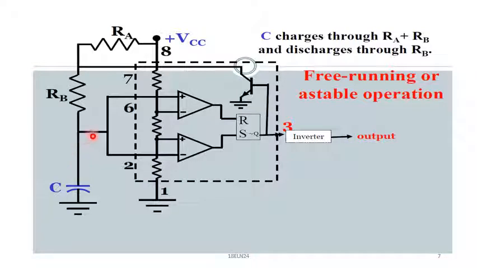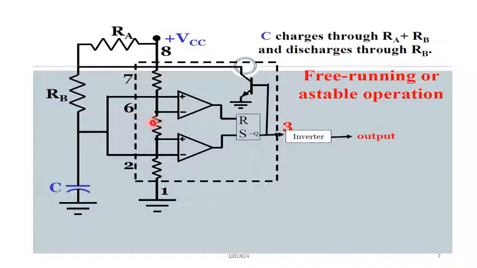The capacitor charges, and when it reaches 2 by 3 VCC, or when the voltage is greater than 2 by 3 VCC, R becomes 1, and at the same time S becomes 0. So when R is 1 and S is 0, the output Q is 0, whereas Q bar is 1. That is given to the inverter, so the inverter output will be 0. So the output will be 0. This is about the working. At the same time, this 1 is given to this transistor, and the transistor will be on. It is acting like a switch, so this will be short circuited. The capacitor starts to discharge through this resistance RB.